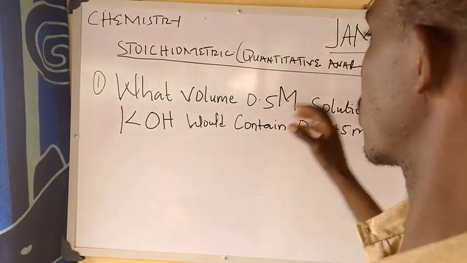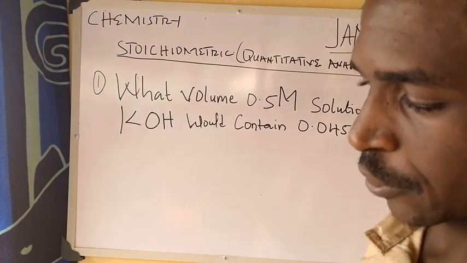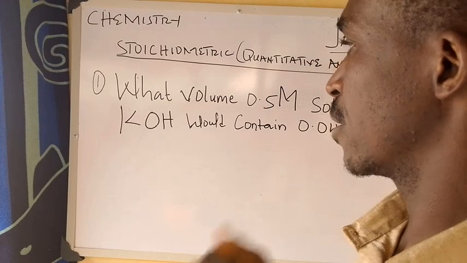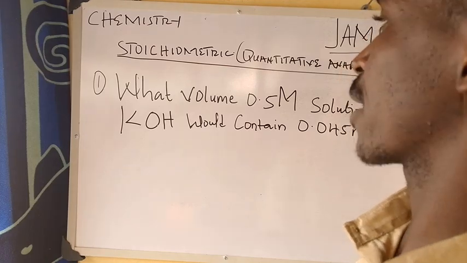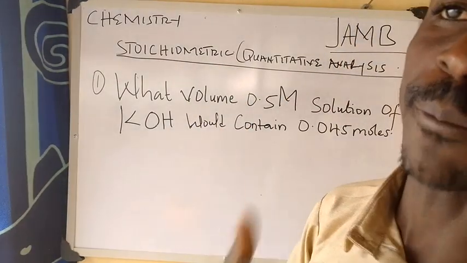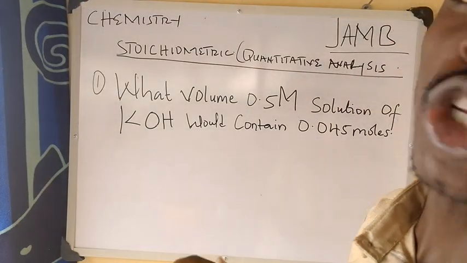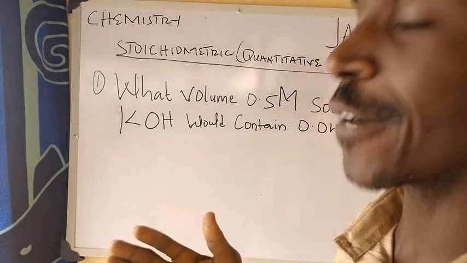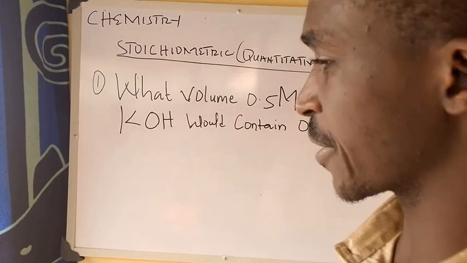So today we'll be answering questions under stoichiometry for JAMB students. Like I always tell you, for you to know how to calculate the amount of substance, there are three basic formulas that you need to know. You need to be conversant with these formulas to be able to calculate the amount of substance.